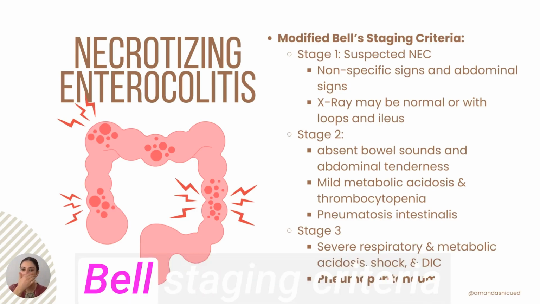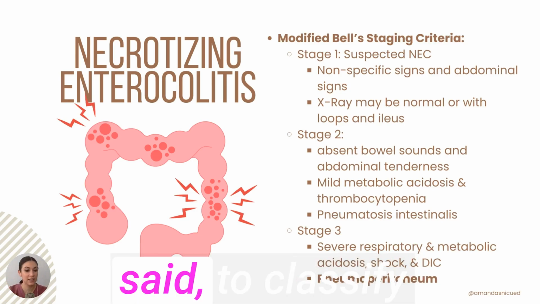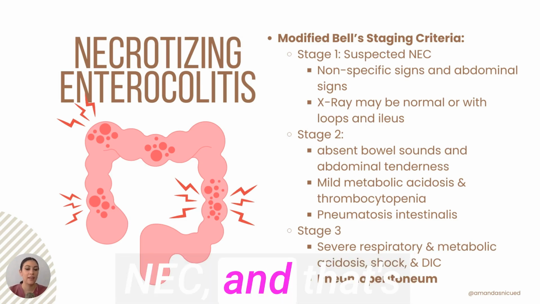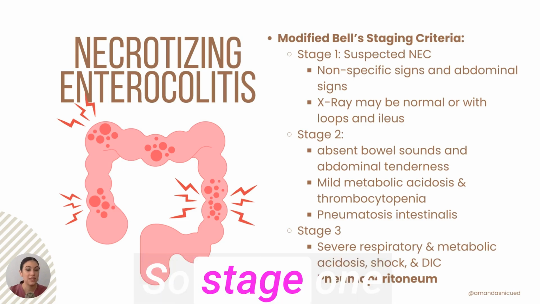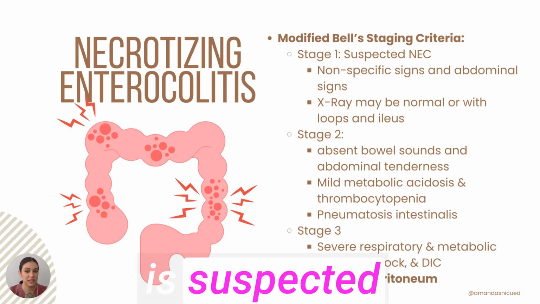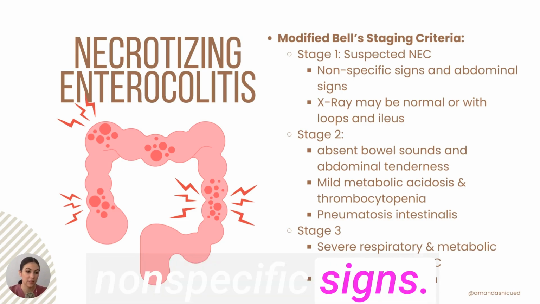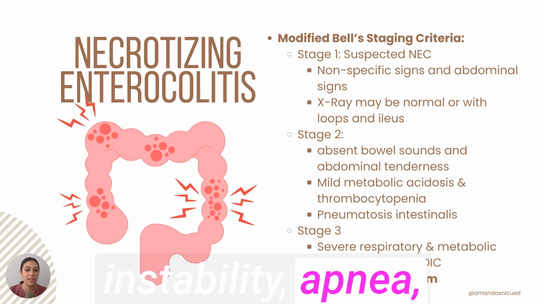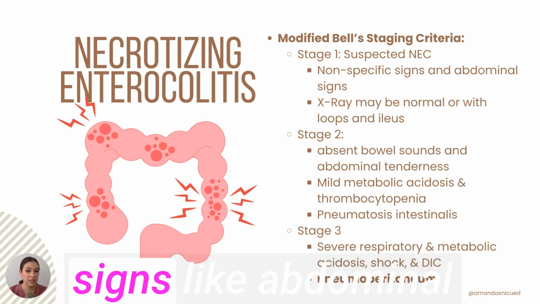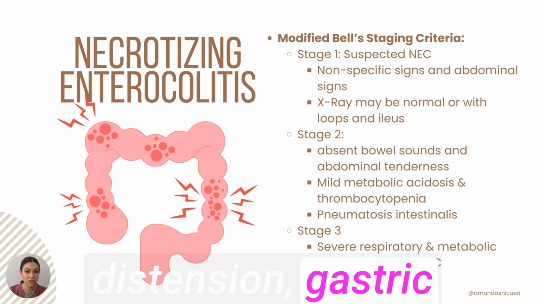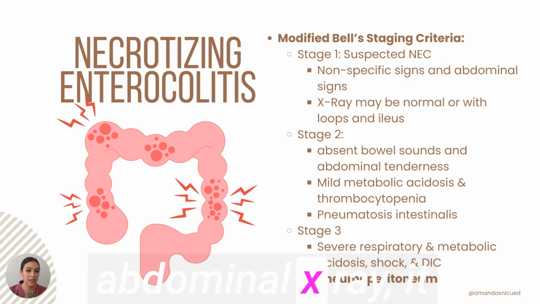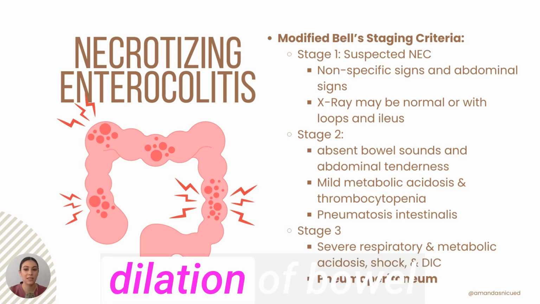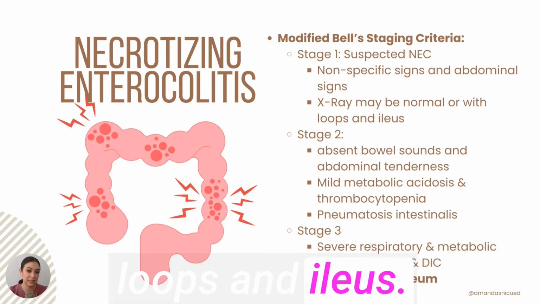The modified Bell staging criteria is used, like I said, to classify NEC, and that's according to clinical and radiographic presentation. Stage 1 is suspected NEC based on non-specific signs: temperature instability, apnea, lethargy, abdominal signs like abdominal distension, gastric residuals, emesis, and bloody stools. And then on our abdominal x-ray, it might be normal, or it might show dilation of bowel loops and ileus.